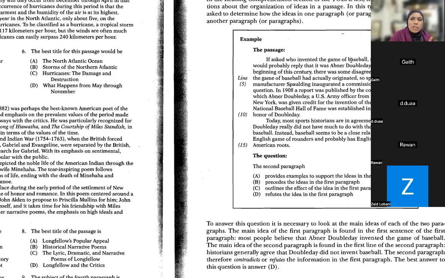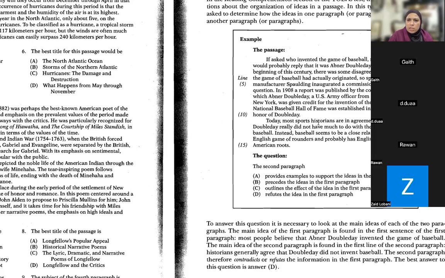If asked who invented the game of baseball, most Americans would probably reply that it was Abner Doubleday. So this paragraph is all about this issue. Is it Abner Doubleday or not? The creator or the inventor of baseball. Now here, look at the first line. Remember I said the main idea is in the first line. Today does not mean just today, like for example, today's Tuesday. Today means nowadays. في الوقت الحاضر, right?